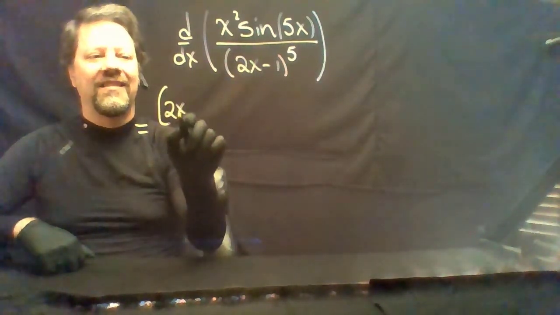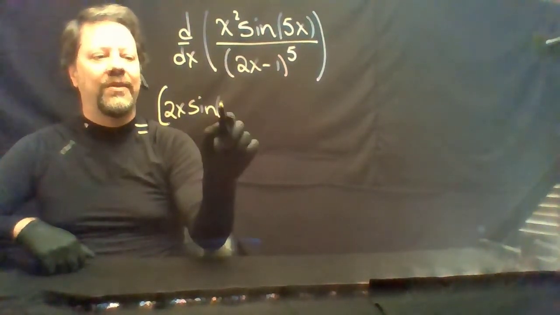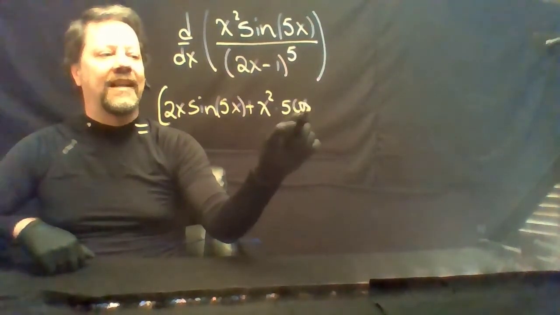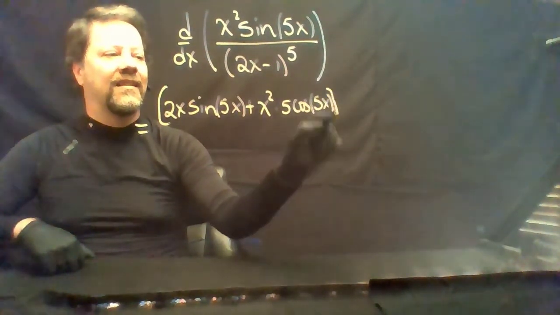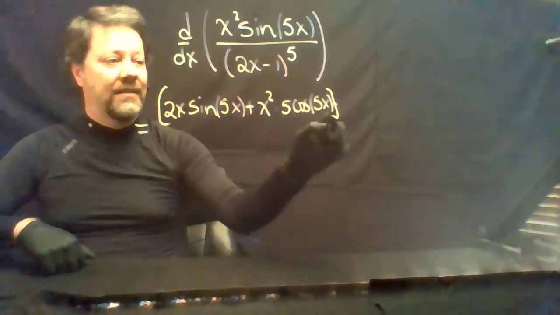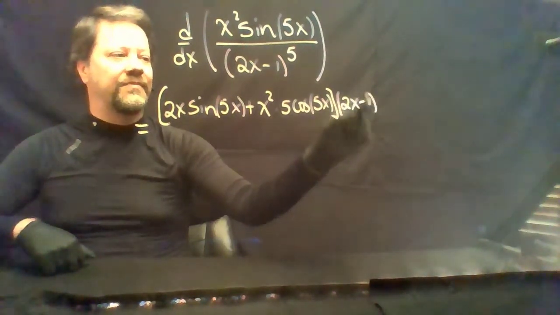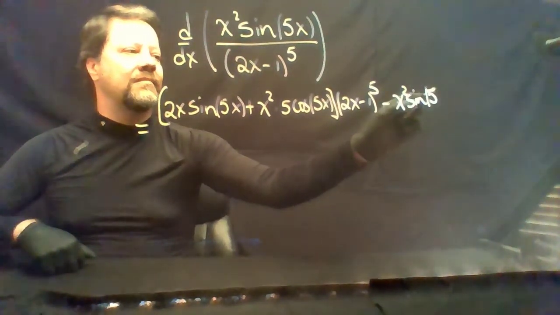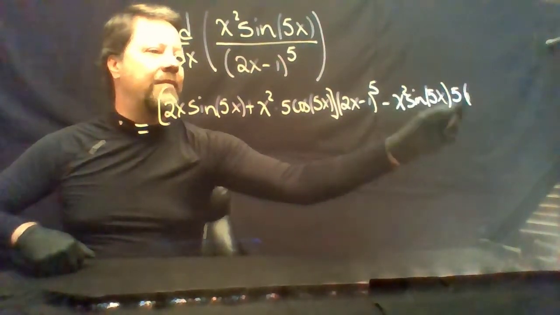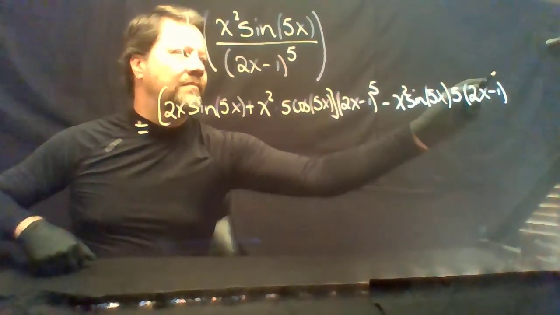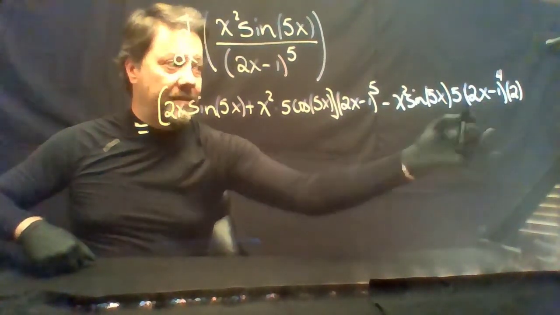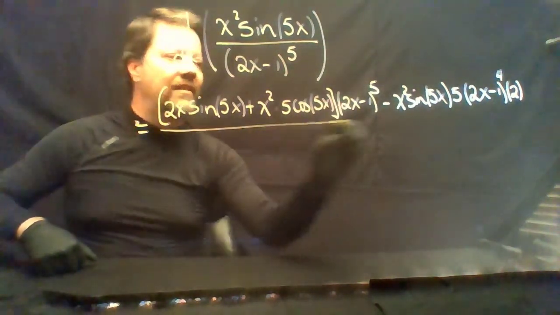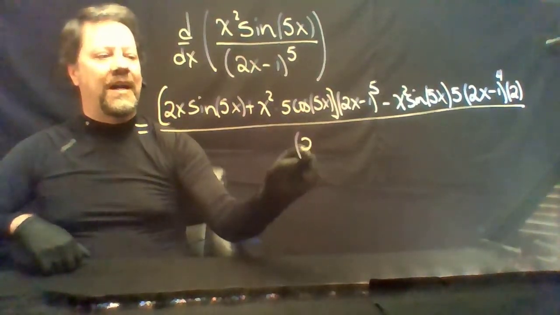Derivative of the first times the second, left alone, plus the first times the derivative of the second. That's the derivative of the top, times the bottom, left alone, minus the top, times the derivative of the bottom. Don't forget to take the derivative of the inside. All over the bottom squared.